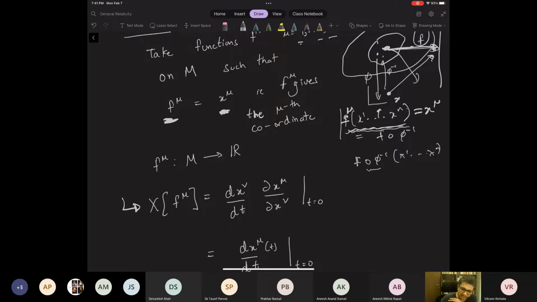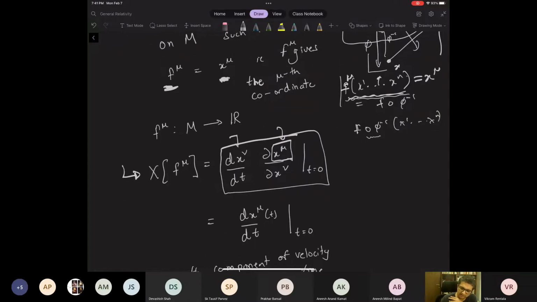Okay, so x acting on f mu, as we've already written, is dx nu dt partial x nu, and f mu I've just written as x mu over here. Okay, and this entire thing is to be evaluated at t is equal to 0. Here the nu index is summed, and that nu index is part of the operator x. So x, remember, is dx nu dt partial x nu, evaluated at t is equal to 0 along the curve c of t. And here I'm putting f mu, and f mu just returns x mu. So that's what I put over here.